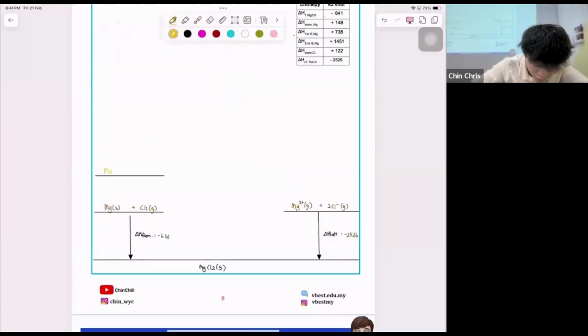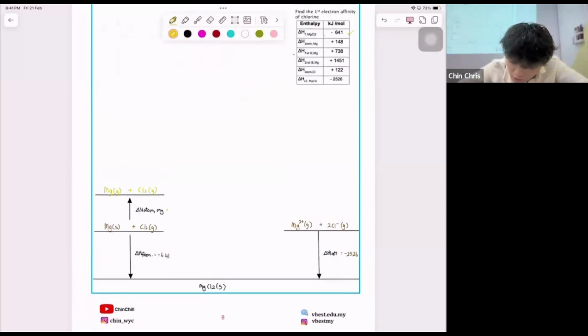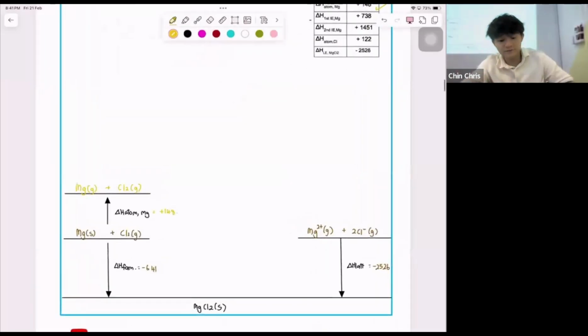So magnesium solid turns into magnesium gas first. What is this? That is the delta H atomization of Mg, right? Correct. Value: 148, right? All right, guys, after that.